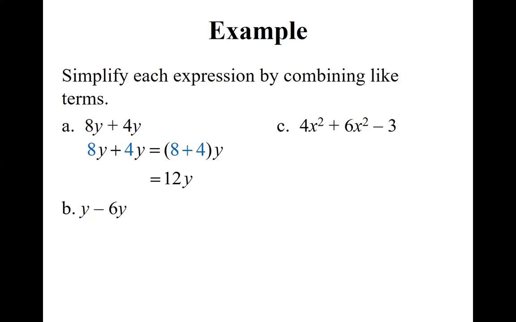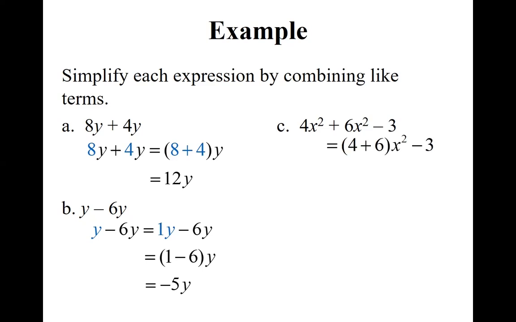In B, y minus 6, y is the same as 1y. So 1 of them minus 6 of them is negative 5 of them, negative 5y. In C, we can't do anything with that minus 3, but we can combine the x squareds. 4 of them plus 6 of them is 10 of them. 10x squared minus 3.